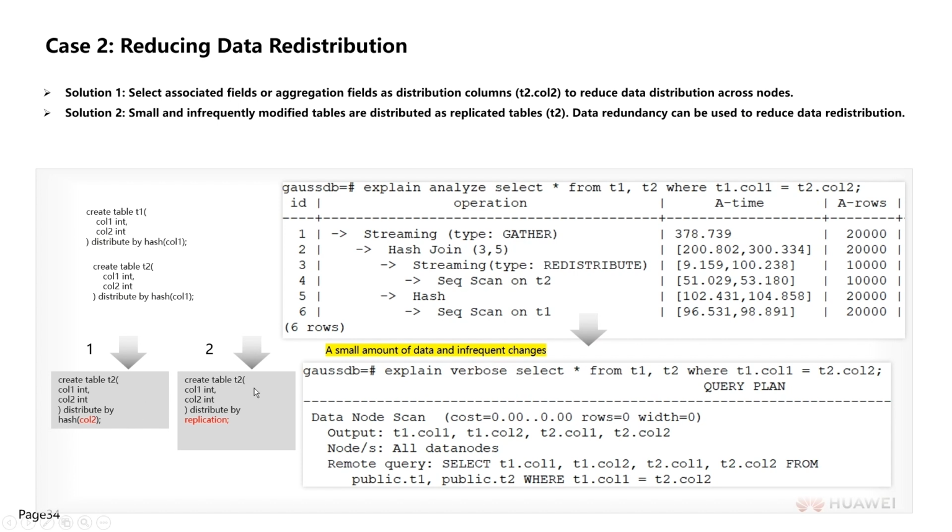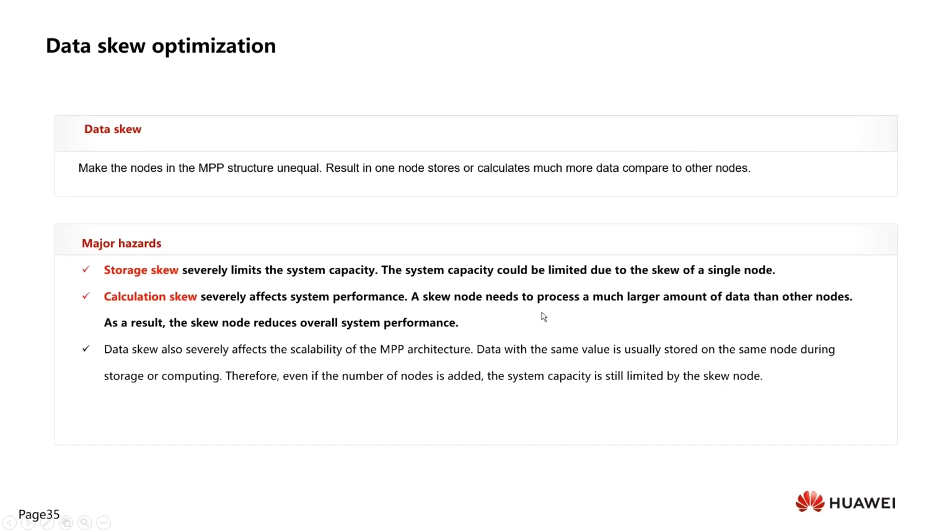The other approach, which is also possible, is to use the replication table, so we can get all the information when carrying out the join, but we need to make sure the table does not contain a large amount of data, and its changes are infrequent.